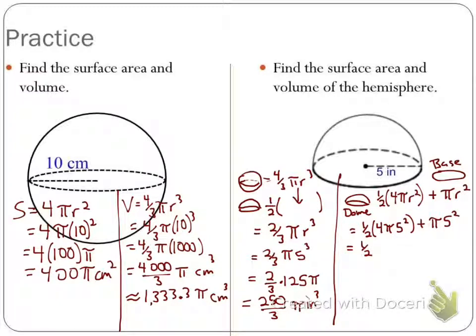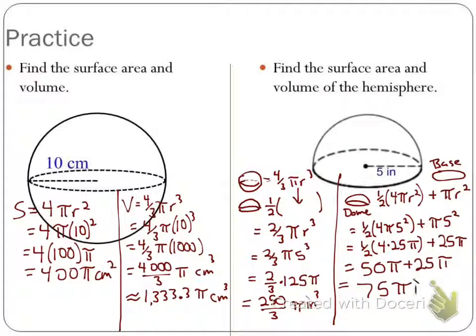We get 1/2 4 times 25 pi plus 25 pi. 4 times 25 is 100. Half of that is 50, so 50 pi plus 25 pi. We get an answer of 75 pi inches squared.